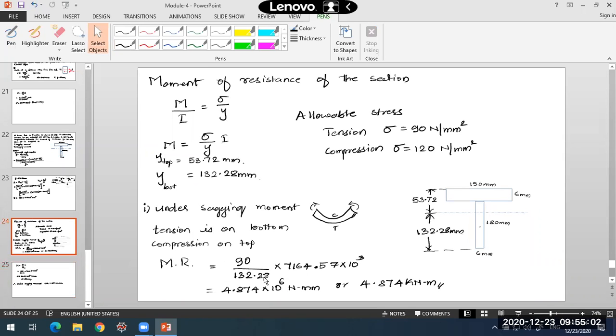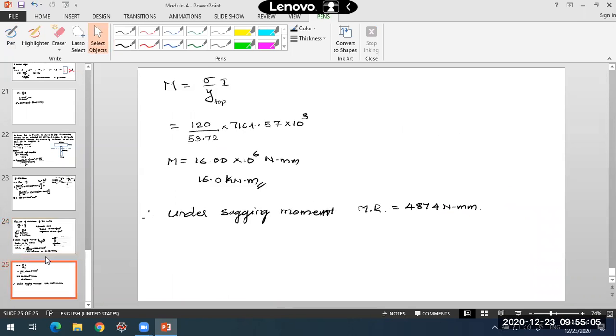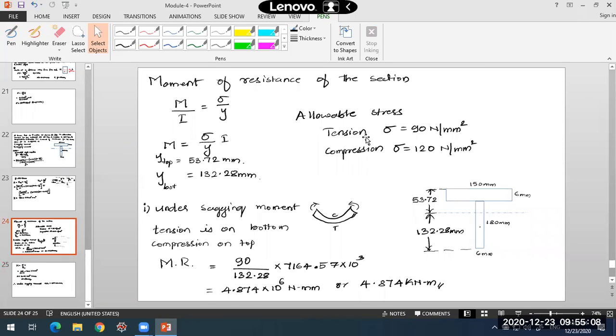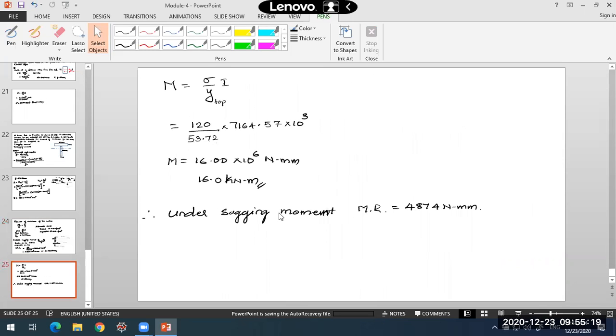So for that purpose, out of these two moments of resistance determined on the basis of the allowable stresses under tension and compression, the lowest value is 4.874 into 10 raised to 6 Newton mm. So it will be 4.874 kilonewton meter. That is the maximum bending that the beam can withstand under sagging. Okay, you got that? How to calculate the moment of resistance here?